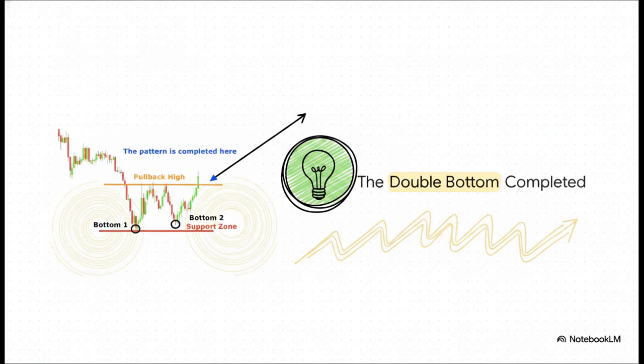Let's actually zoom in on that double bottom for a second. Notice those 2 bottom points testing that red support zone? But actually, the really interesting part here is that orange line right in the middle, the pullback high. The pattern isn't officially completed just because you see 2 bottoms. No, it's only confirmed when the price rises and definitively breaks above that pullback high. When it does that, that is your green light.